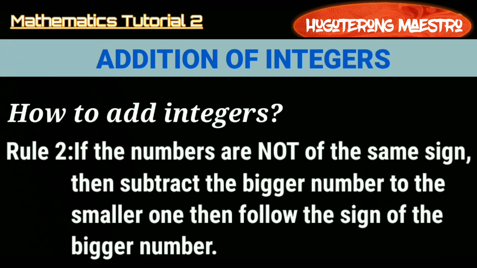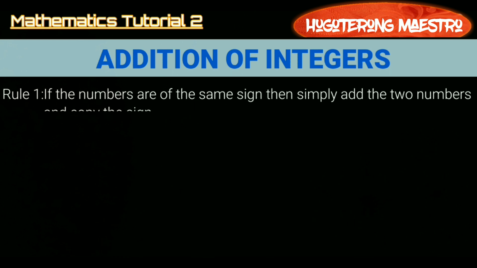Magsimula po tayo sa rule number 1. If the numbers are of the same sign, then simply add the two numbers and copy the sign. Napakasimple lang po ang ibig sabihin nito. Kapag ang numbers na i-add natin ay pareho ang sign, pwedeng parehong positive at pwede rin parehong negative, add mo diretso ang dalawang numbers at pagkatapos ay kopyahin ang sign.